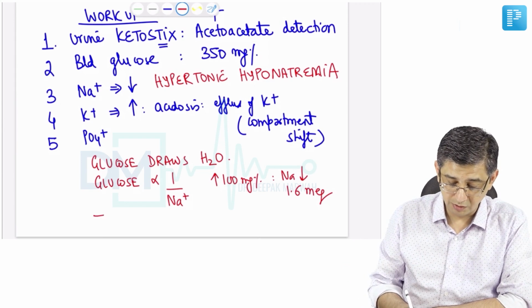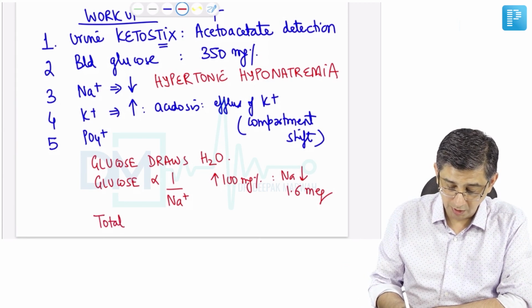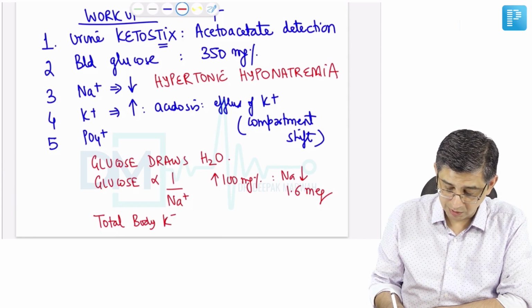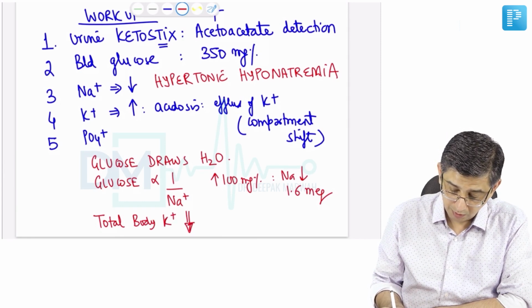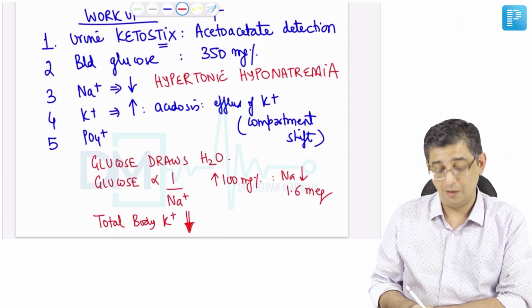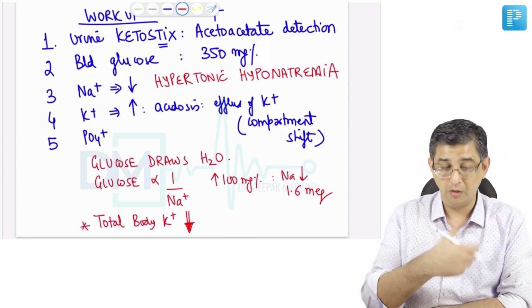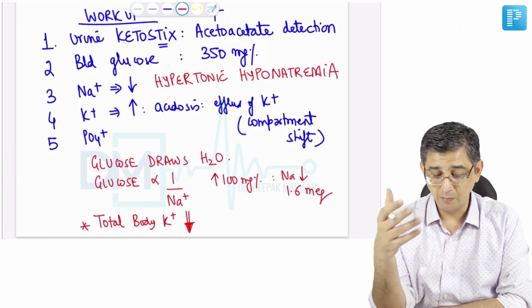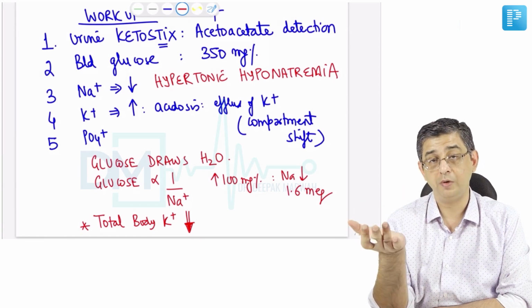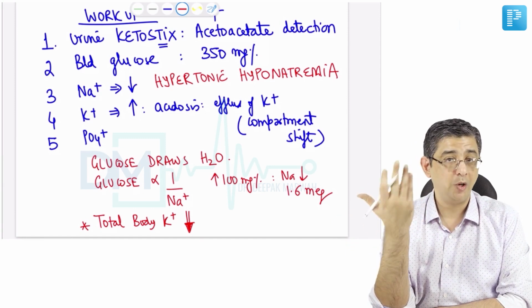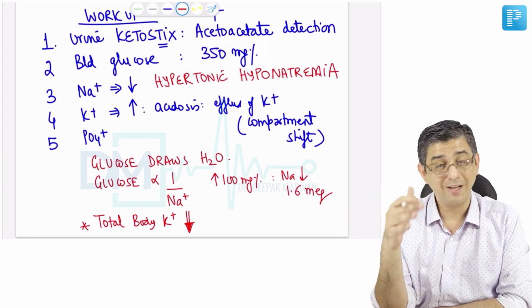What I say next will sound surprising to you, but do appreciate that total body potassium in diabetic ketoacidosis is significantly reduced. I have said two different statements, and that confuses a lot of students. A lot of them say, sir, on one side you are saying potassium in the blood is more, then you say total body potassium is less. Yes, that's a possibility. Majority of potassium in our body is inside the cells. Total body potassium is reduced.